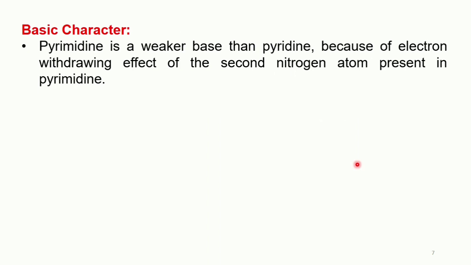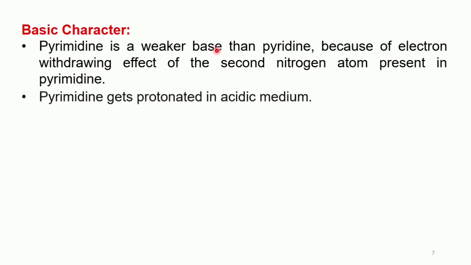Next we can see the basic character. Pyrimidine is a weaker base than pyridine. Why? Because the two electronegative nitrogens are mostly attracting the electrons towards them rather than donating the lone pair of electrons. So when comparing with pyridine, pyrimidine is less basic. Because of the electron withdrawing effect of the second nitrogen atom, it is less basic than pyridine. Pyrimidine gets protonated in acidic medium.